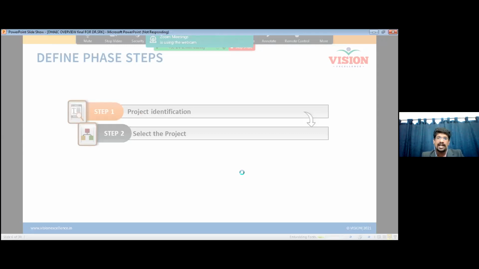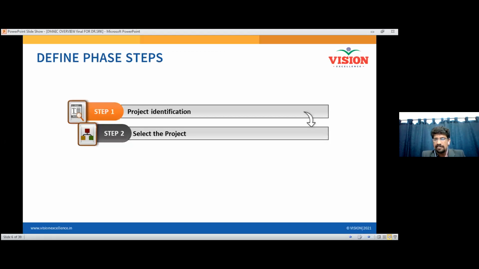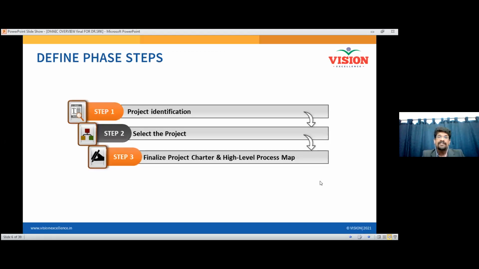Then I have to go for a project charter. Now I have identified the project and I have selected the project. So the next thing is I have to put everything in the form of a document. In industries, we always rely on documents. Wherever we go, there will be a documentation process, either in the form of software or in the form of written text. So you have to develop a project charter. In the define phase, we have to develop a project charter and finalize it. Finalizing means it must be approved properly by the concerned relevant authorities.